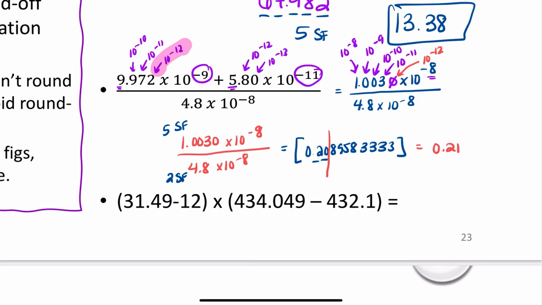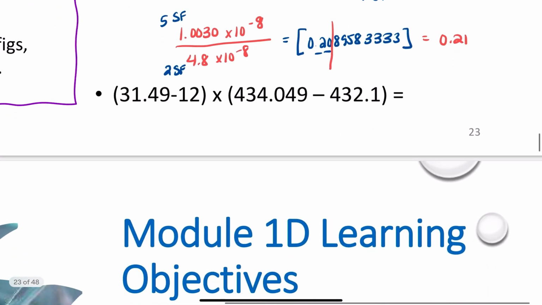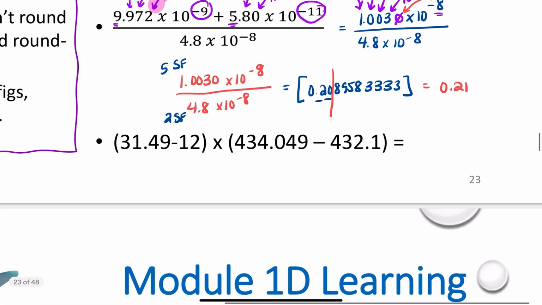And the last example for this module: 31.49 minus 12 times 434.049 minus 432.1. This question is intentionally designed to emphasize round-off error. So, if I take 31.49 and subtract 12, I get 19.49. This is precise to the hundredths place, this is precise to the ones place. My sig figs are here at 19. 434.049 minus 432.1 gives me a value of 1.949. Precise to the thousandths place, precise to the tenths place, precise to the tenths place.